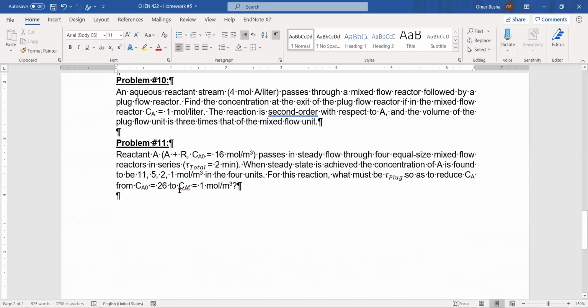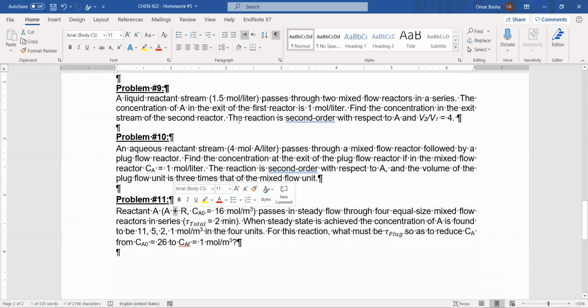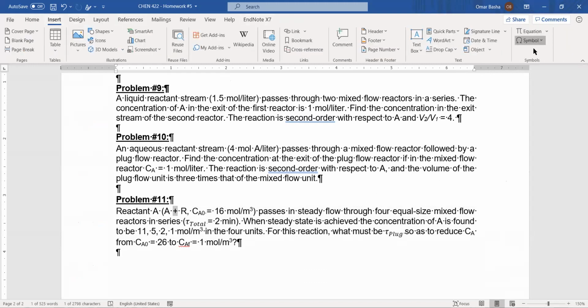So the last problem is problem number 11 in this case, and this is going to show up as well. So 10 and 11 are the types of problems where 100% one of them will show up, okay? Practice it. Reactant A goes to R in this case. Let me insert this symbol right here. There we go. Reactant A goes to R, CA naught is equal to 16 mole per meter cubed.